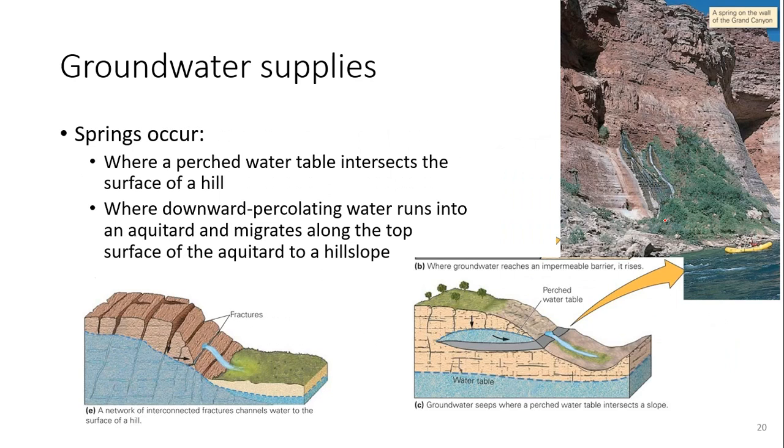And they occur where perched water intersects the surface of a hill, for example, or where there's downward percolating water that runs into an aquitard and migrates along the top surface of a hill slope. So here's an example of where we have perched water and it intersects the hillside here, and this is where we would have a natural spring. The picture on the right is a natural spring seen on the wall of the Grand Canyon here.